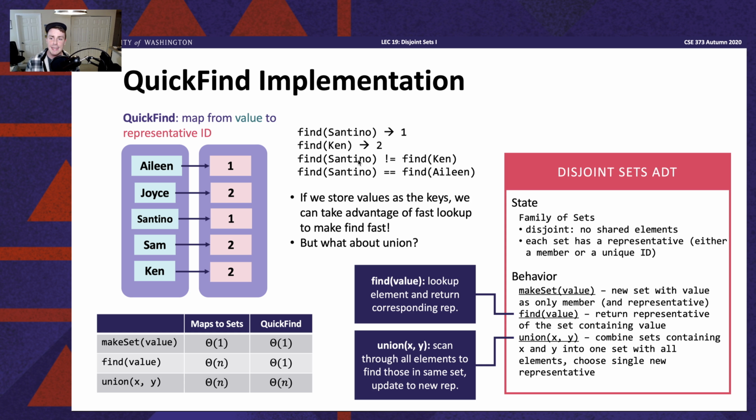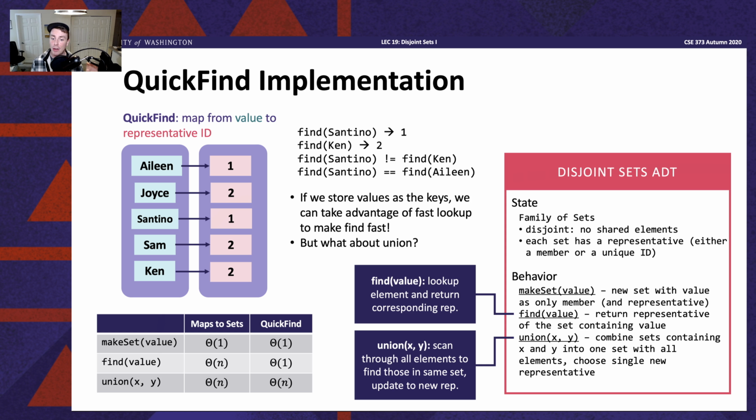So if we store these keys in some kind of hash map structure that provides instant access, then our find gets this theta of 1 runtime, which is exactly what we want. However, unioning is still not going to be efficient. How am I going to union Joyce and Eileen's sets together in this structure? Well, I have to find both of them to figure out Eileen's in set 1 and Joyce is in set 2. But then I need to go through the whole structure and update everyone to say, oh, set 1 and set 2 have now been combined. So we're still going to run into that theta of n runtime for a QuickFind union.